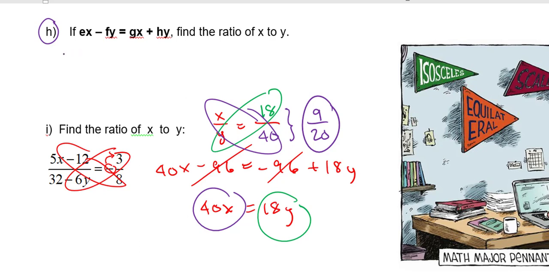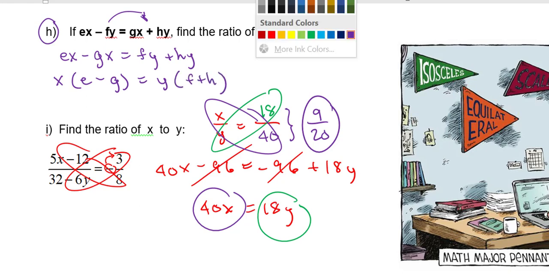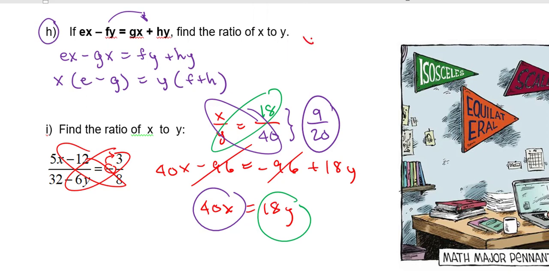Okay, hopefully you did that, but take ex, bring all the x's onto the same side, minus gx equals, I'm going to bring the y over to this side, fy plus hy, and then we're going to do something that you should have done last year, and that is factoring. So I'm going to factor out an x, so e minus g is equal to factor out a y, f plus h. And then we're going to go and do this thing again, where we're looking for x over y.